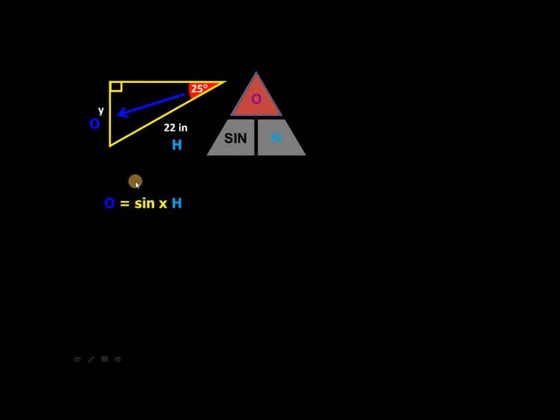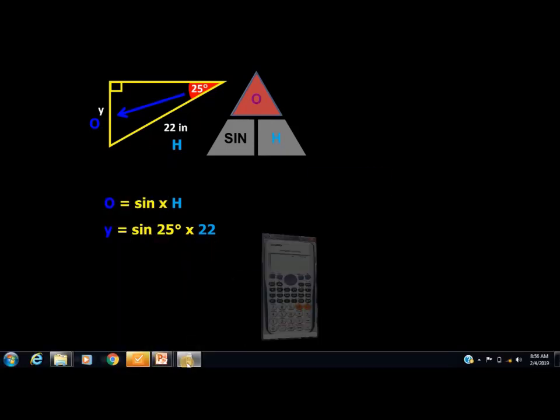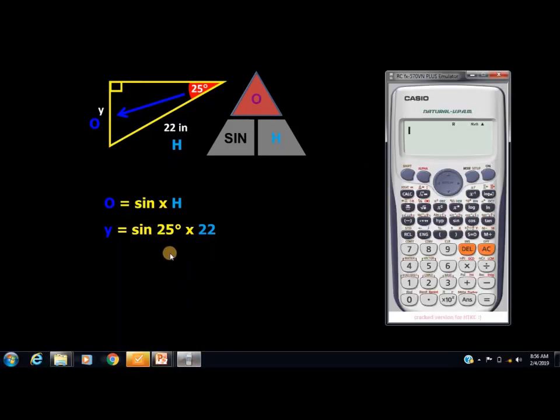So opposite is equal to sine multiply hypotenuse. We know the hypotenuse is 22 and the angle is 25, so the next step is y equals sine 25 multiply 22. We now bring in a calculator and do this question with a calculator. So we go sine 25, close the bracket, remember close the bracket, times 22 equals.